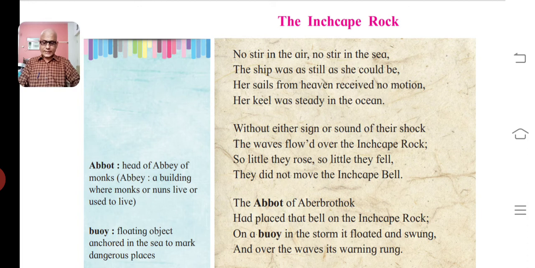Now see the next stanza. In the third stanza, the line, on a buoy in the storm, it floated and swung. See the line. In this line, there are three figures of speech.